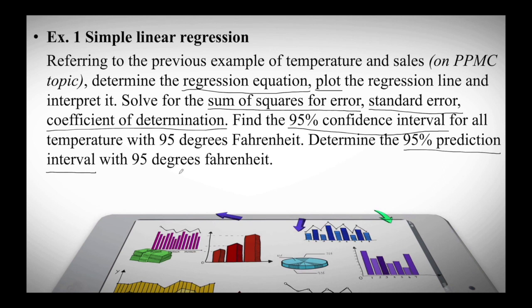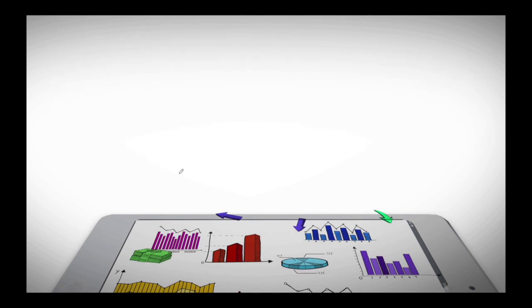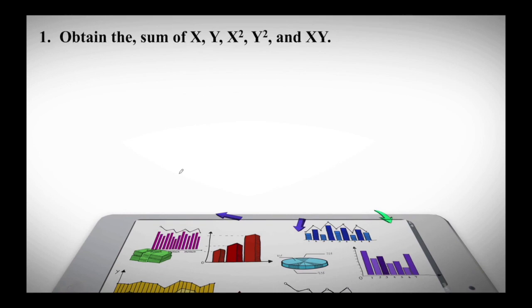So, let's have our solution. Let's try to solve this. I hope you still remember our example problem for this. Una, dapat muna nating malaman ano yung values, or we should obtain the sum of all these variables. Tanggalin natin itong, this is a typographical error, wala dapat comma dyan. So, we should obtain the sum of x, y, x squared, y squared, and the x and y.